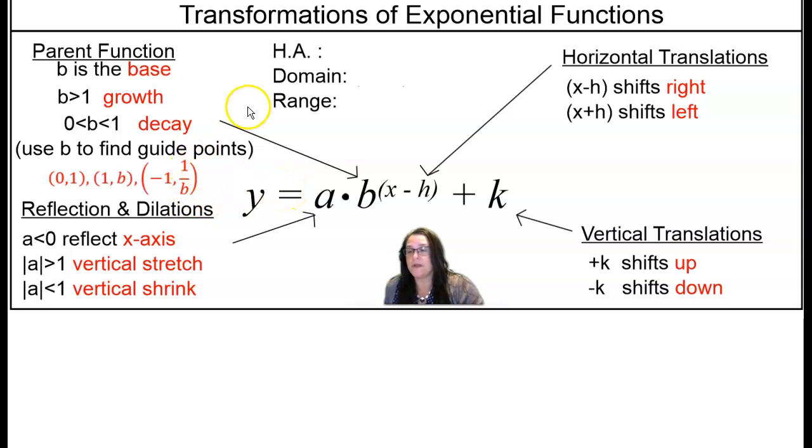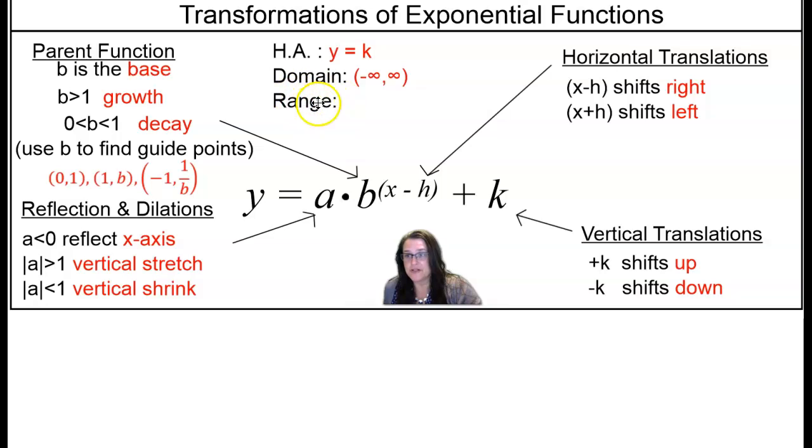And we can also, without looking at the graph, just having the equation in front of us, determine the equation of the horizontal asymptote. That's going to be the line y equals k. The domain of all exponential functions is all real numbers.